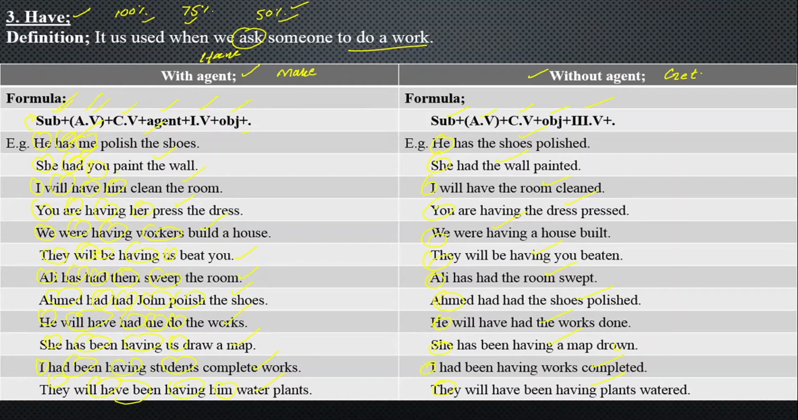One thing should be in your mind. Here we have used two times had. This had is your helping verb, and this had is your causative verb. So this you need to understand.